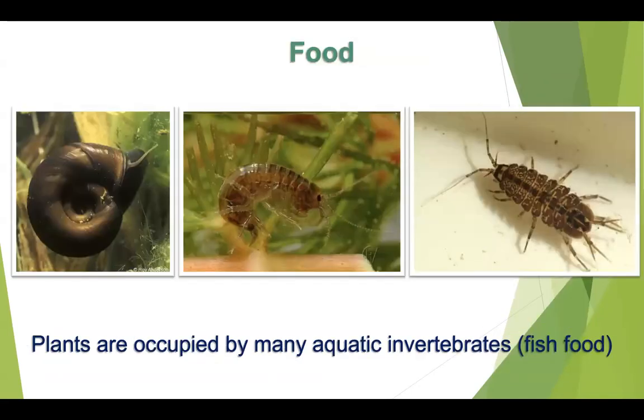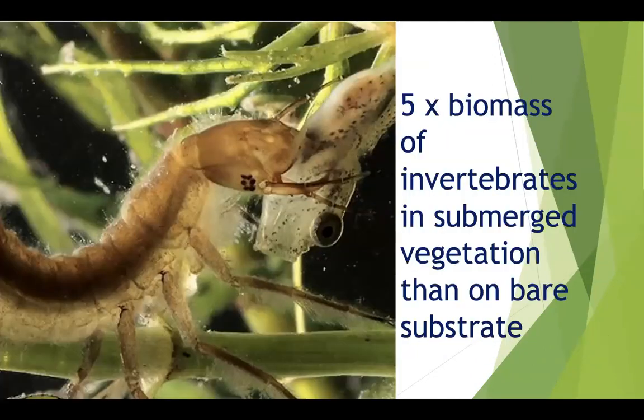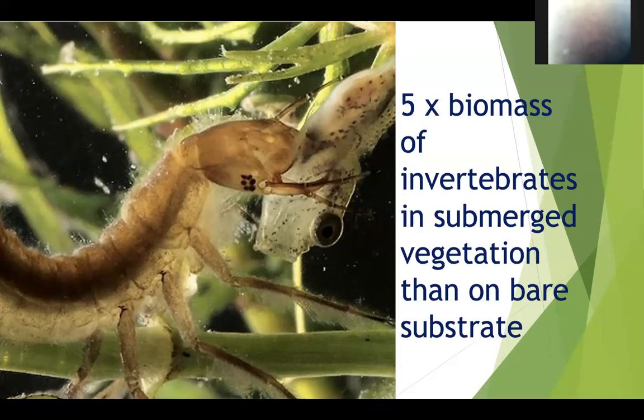Goes without saying, invertebrates, bugs need somewhere to feed and to live themselves, and where you have plants you also have bugs. And we've actually shown, the research shows 5 times the biomass of invertebrates in submerged aquatic vegetation than on bare substrate. So it does show that having plants in there generates invertebrates, and invertebrates are free food. If you've got the inverts in there, then you've got something for your fish to feed on, and it gives them a free meal, if you like.